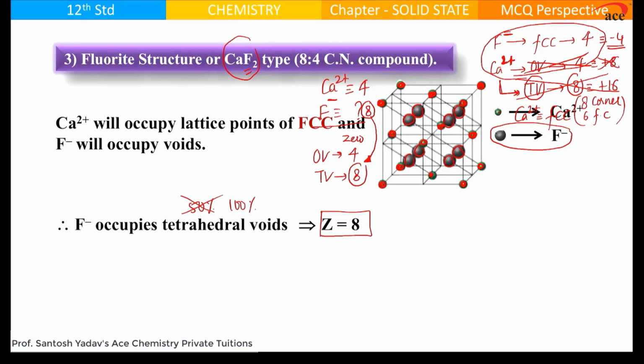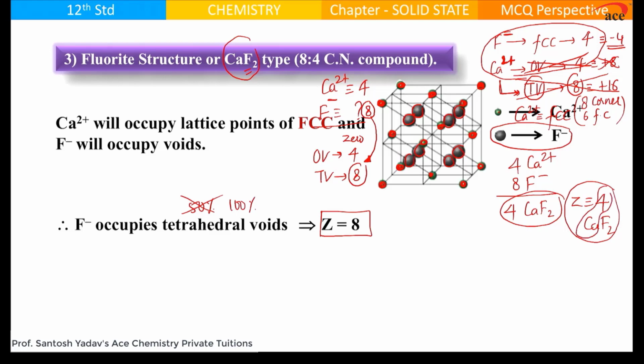Remember that. That means there are 4 calcium ions and 8 fluoride ions. Charge is 0. That means 4 calcium fluoride units. That means the rank of a unit cell is 4 calcium fluoride units. 4 calcium fluoride units, that means 4 calcium ions and 8 fluoride ions.